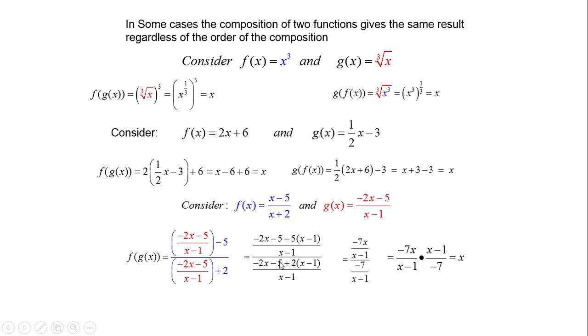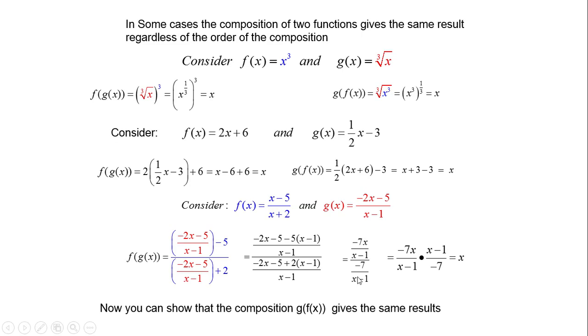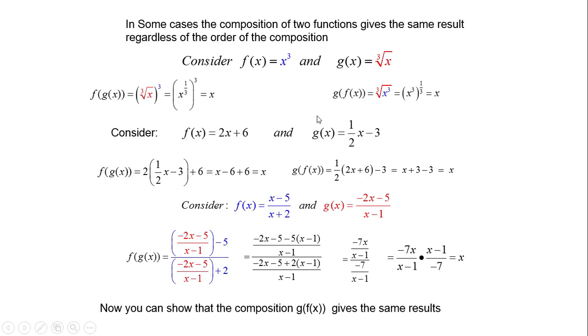And you should confirm, validate this, that the composition the other way, the gf of x composition, also yields x. But again, you should do that work because a lot of you need practice on that. So do that composition and show that that yields x. So these sets of functions in each case, when composed fg of x or gf of x, gave us the same thing, and in fact all of them collapsed to simply yielding x.